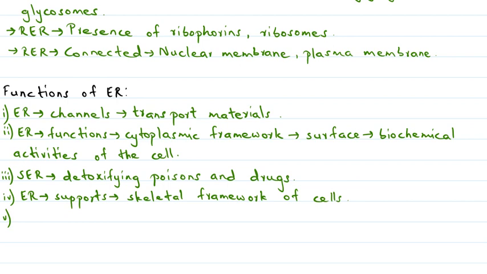Then the rough endoplasmic reticulum, it helps in what? Rough endoplasmic reticulum helps in the transport of proteins. Okay. Then it acts as an intracellular transporting system in which various secretory products are transported to various organelles, and so it acts as an intracellular transporting system.